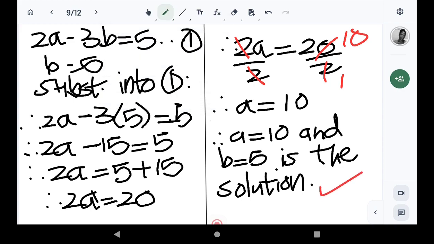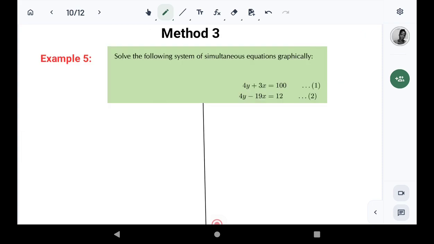And that answer is correct. Now the last method, which is the third method, is the method of solving the equation graphically. Now what you do is you'll be given a system of equations with the variables. You plot both equations or graphs on the same set of axes. And before we do that, obviously you need to find what the coordinates are. So you take each of the equations.